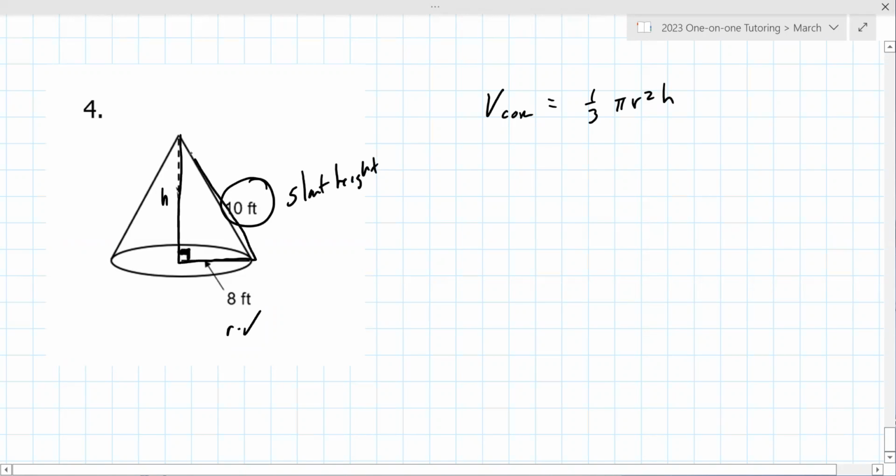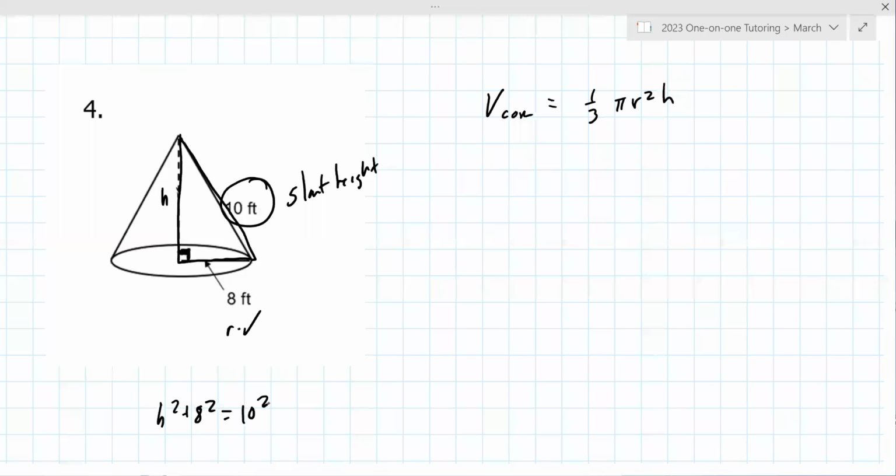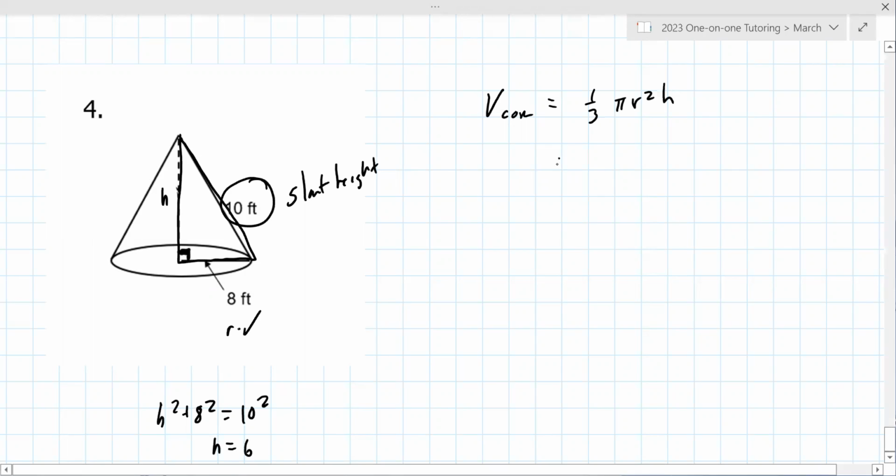So this is a right triangle. How do you find the height in the right triangle? Pythagorean theorem. Yes. So you've got h squared plus 8 squared equals 10 squared. This one does work out nicely. So go ahead and calculate that for us, please. Oh, it's 6. It is 6. Very good. So the height is 6, and you put that into your formula here. We've got 8 squared times 6.